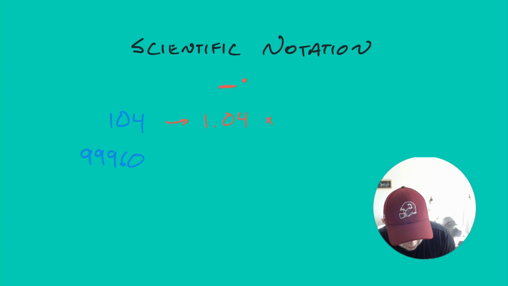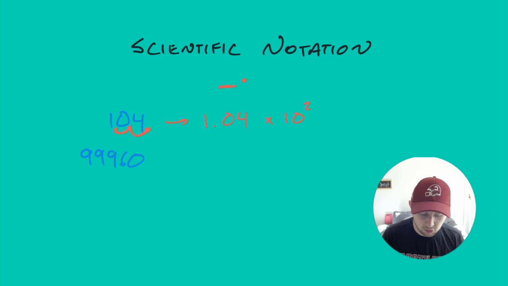So if we were expressing this guy here, 104, in scientific notation, we would write that as 1.04 times 10 to the power of, and then we count how many times our point jumps. So in this case, it counts 1, 2, it jumps to get to our number. We would write it as 1.04 times 10 to the power of 2.